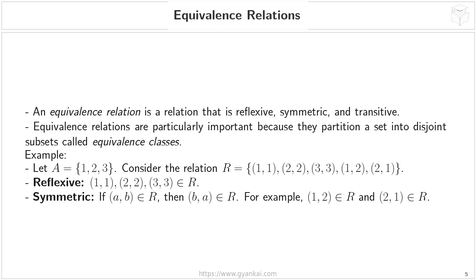Next, let's check for symmetry. A relation is symmetric if whenever we have an ordered pair (a, b) in R, the ordered pair (b, a) must also be in R.